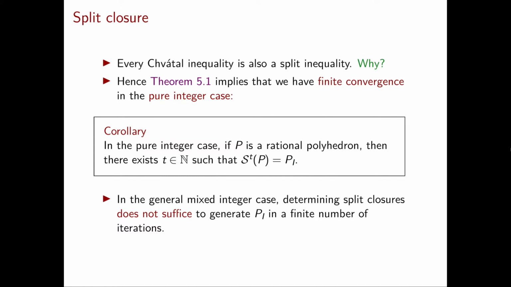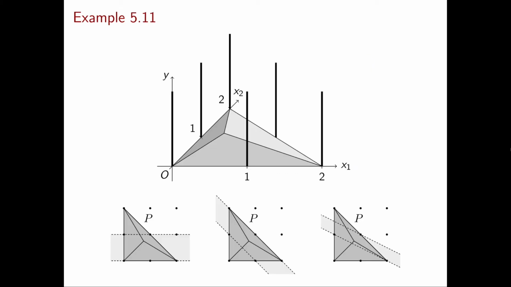We will not be proving this, but I want to give you the idea of the example that allows us to prove such a statement. This is the example. So this example is in dimension 3. We have two integer variables and one continuous variable. So this is a pyramid.